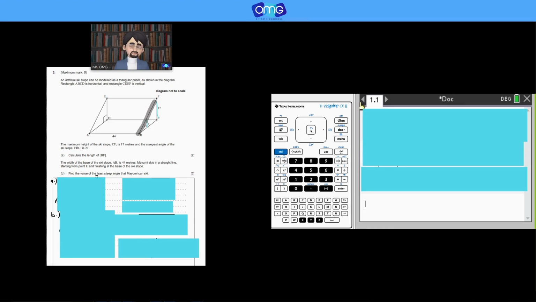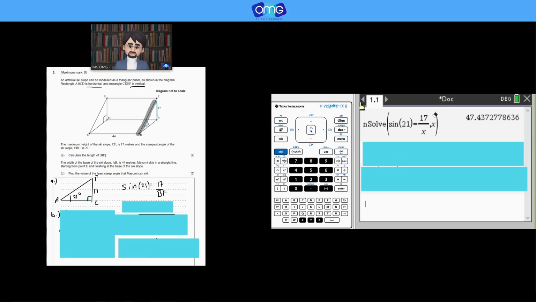We can make the 2D triangle like this, where this is 90 degrees because one of these is horizontal and one of them is vertical, right? So with this, we can use trigonometry. Sin 21 equals 17 over BF. Let's find it using the calculator. Sin 21 equals 17 over x, then x equals 47.43. We round off to 47.44. So that's the length of this, 47.44.